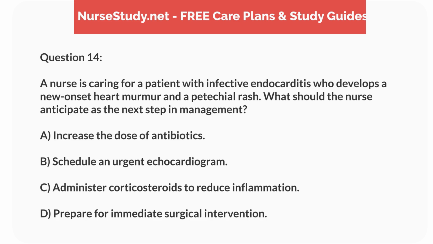Question 14. A nurse is caring for a patient with infective endocarditis who develops a new-onset heart murmur and a petechial rash. What should the nurse anticipate as the next step in management? A. Increase the dose of antibiotics. B. Schedule an urgent echocardiogram. C. Administer corticosteroids to reduce inflammation. D. Prepare for immediate surgical intervention.